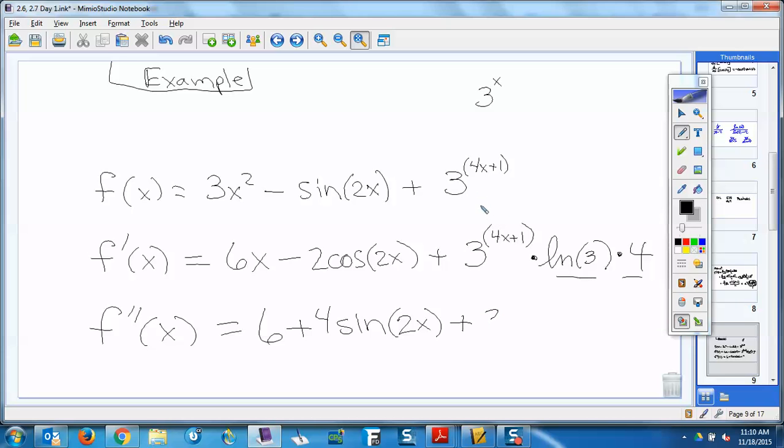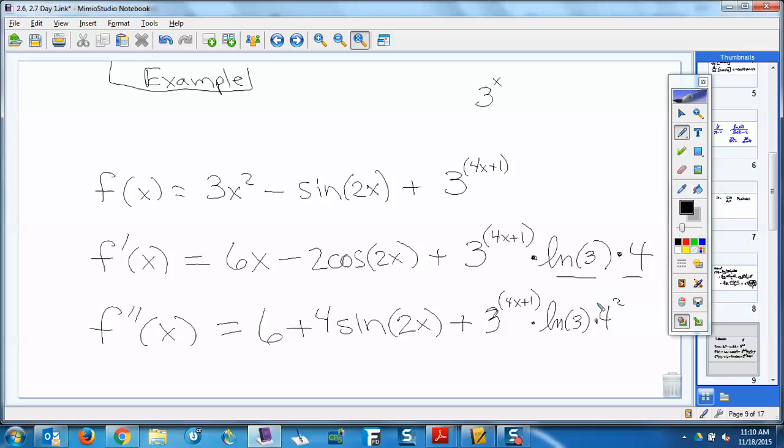Oh, it's the same one we just did, isn't it? Yeah. It'd be 3 to the 4x plus 1. We have to times by an ln 3 times 4, because that's what the rule of this is. And the 4 I got to kick out. And I've still got these 2 hanging out there.